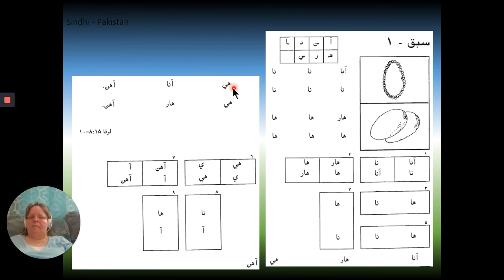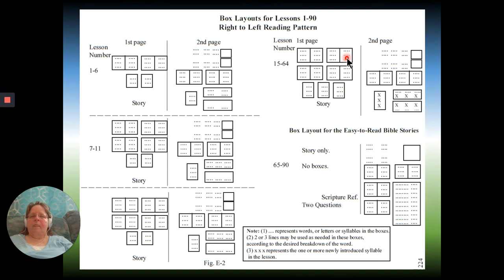So this is our story here, our scripture reference. You see how we put the syllables in the boxes here. And so there's a chart for the right to left reading pattern. The number of lessons is still the same, broken up the same way, but it just shows you the difference: the pictures and all that are on the right-hand side of the page, and the story and the other boxes are on the left-hand side of the page.